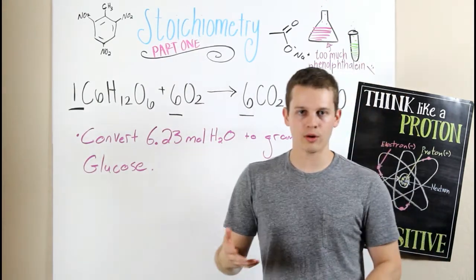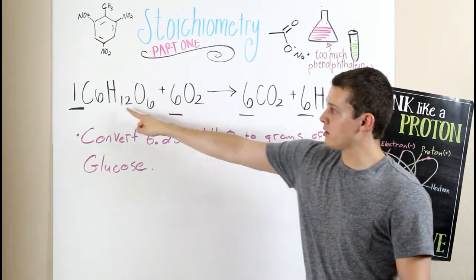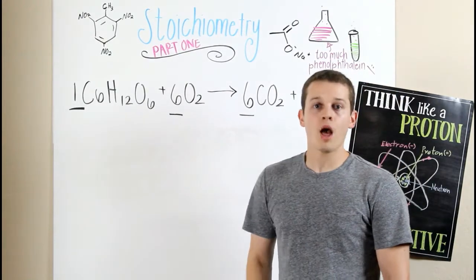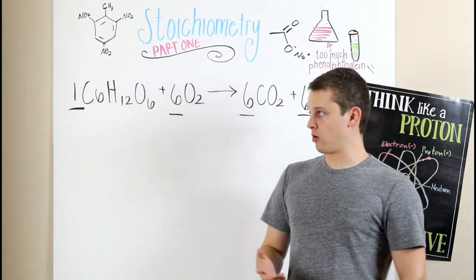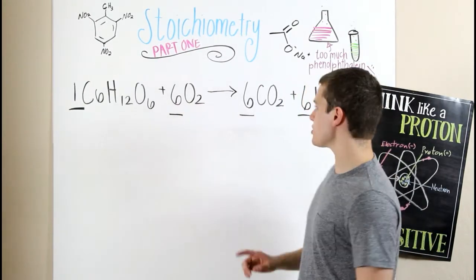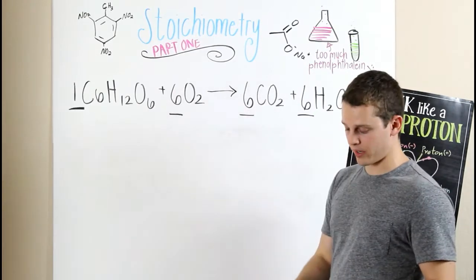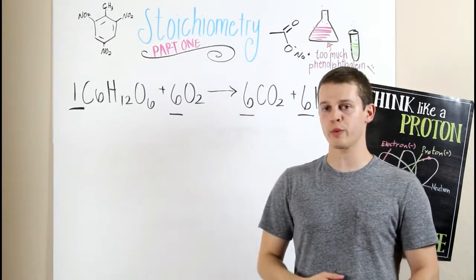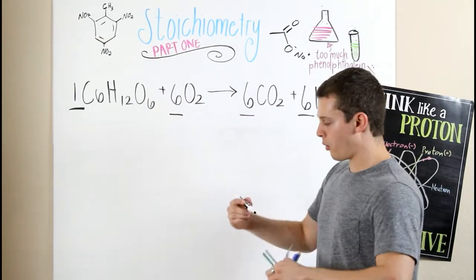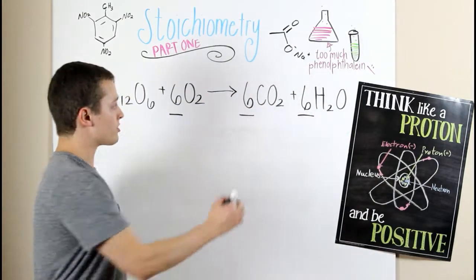But mathematically, we don't care about that. All we care about is converting moles of H2O to grams of glucose. So let's see how we can do that. So we can skip step 0 because we already have this thing balanced. And we can also skip step 1 because we have our very first thing in moles already. We have 6.23 moles of H2O. So we don't need to convert that to moles. It's already done for us. Now, what we need to do, we just start at step 2. We start converting moles of what we're given.